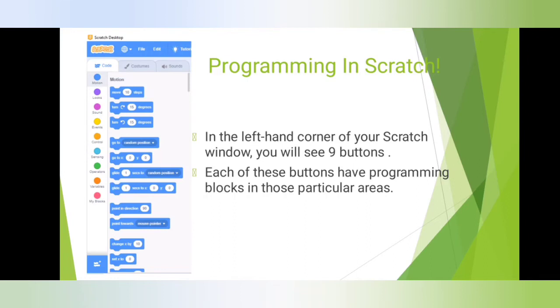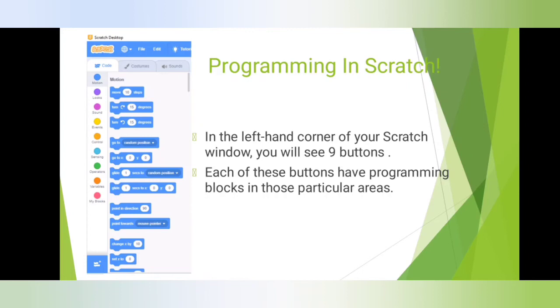And next one is control blocks. Control blocks are used to control the execution of your scripts. Sensing blocks. Sensing blocks are used to detect specific circumstances in your scripts. And next is operator blocks. Operator blocks are used to add math equations and string handling to your scripts.